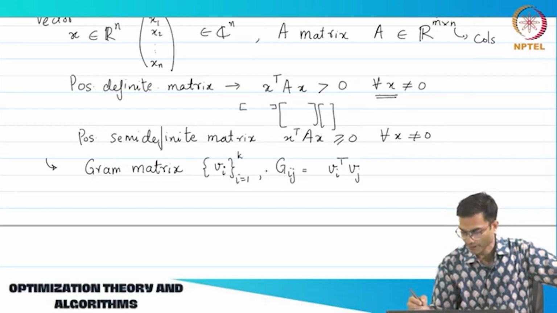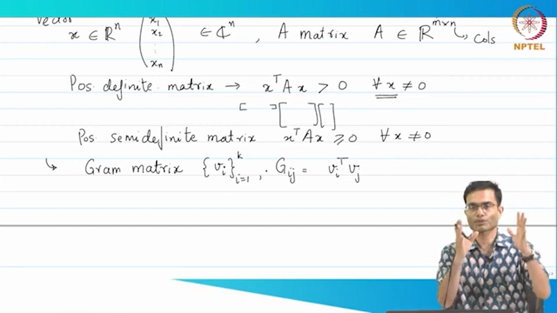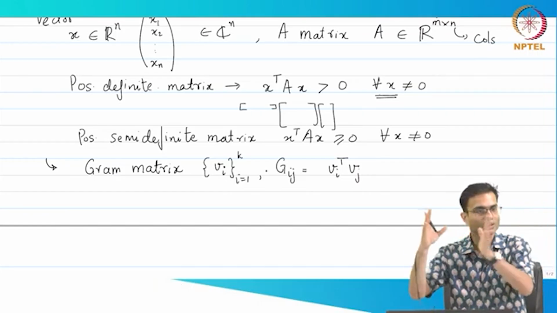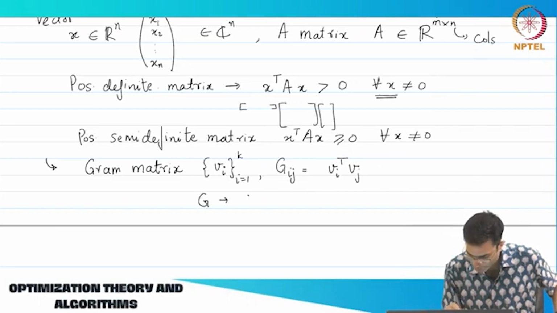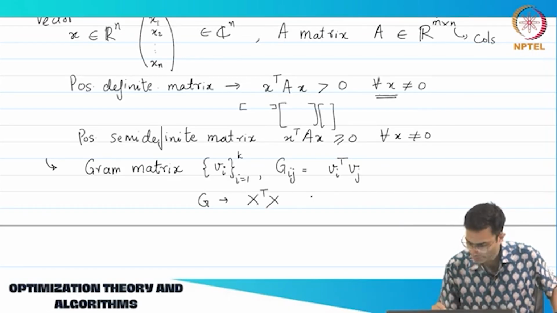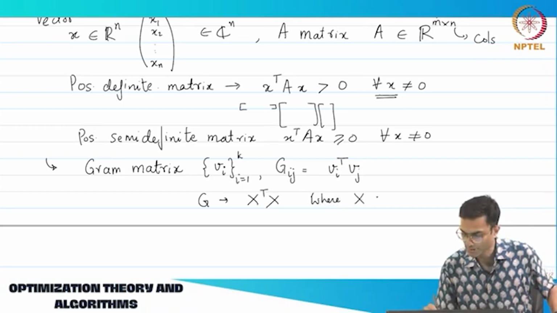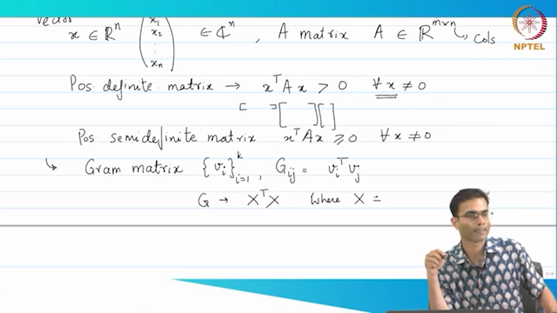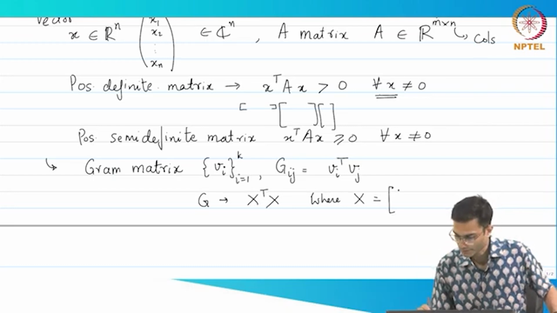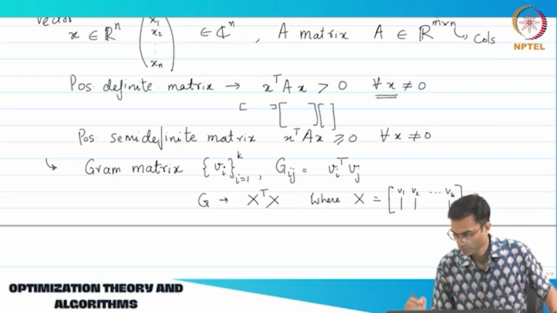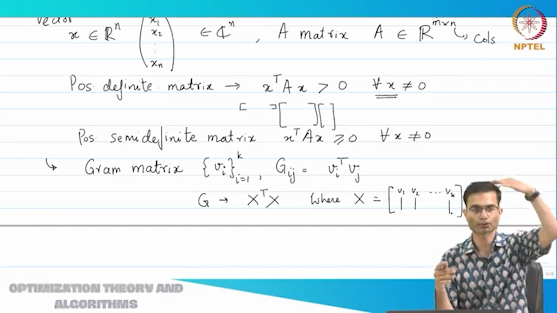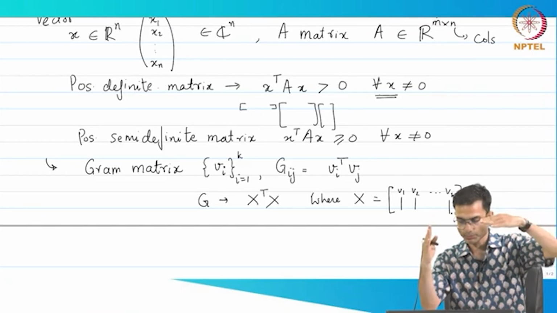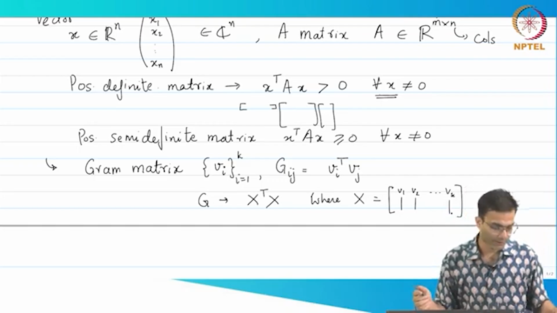Right, so I have the correct answer over here. It's like the transpose of a matrix with another matrix. So what is that matrix? You can write G as X transpose X, where what should X be? The matrix of vectors that I have, right? So V1, V2, Vk. Does that make sense? Now you can visualize X transpose as making them into row vectors, and then when I multiply it with X, I'm going to get exactly G.